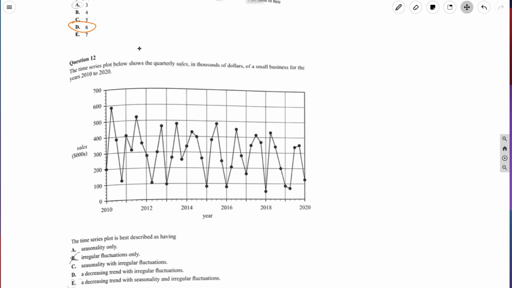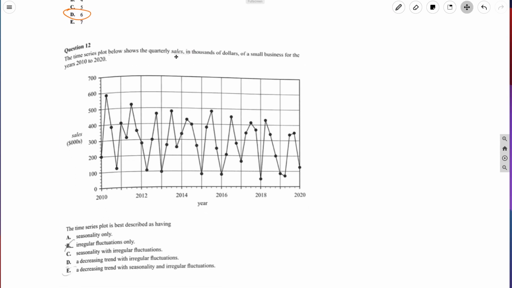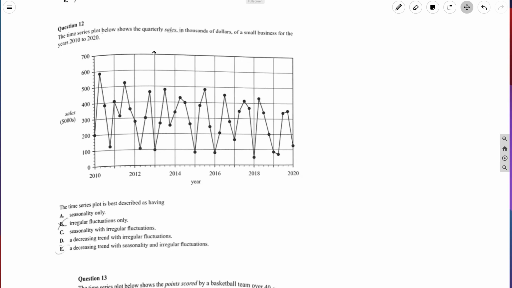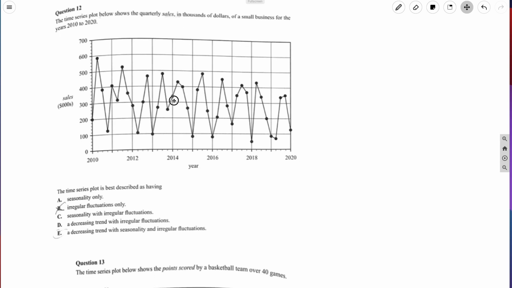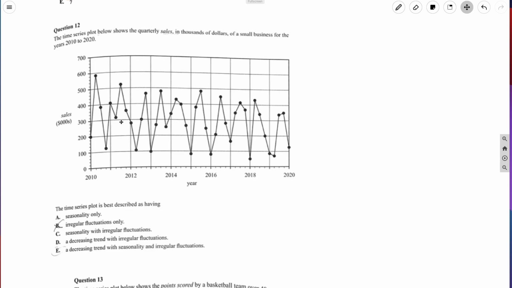Moving along, number 12, the time series plot shows the quarterly sales in thousands of dollars of a small business for the years 2010 to 2020. The time series plot is best described as having... So seasonality is where you've got peaks and troughs at the same positions in every single year.